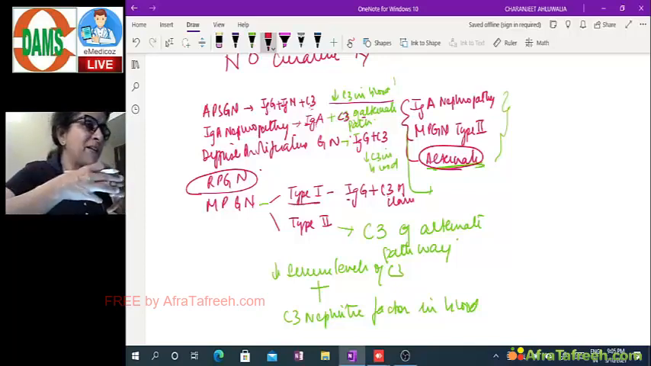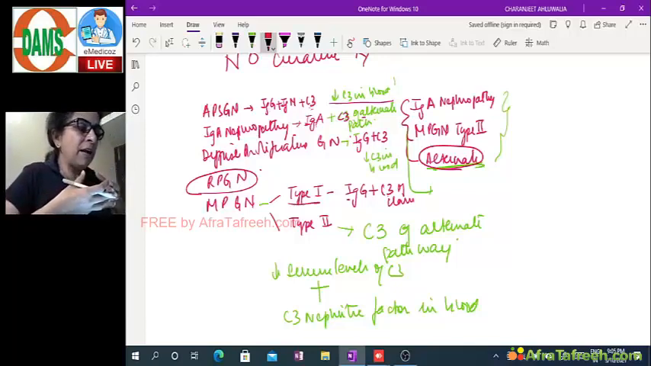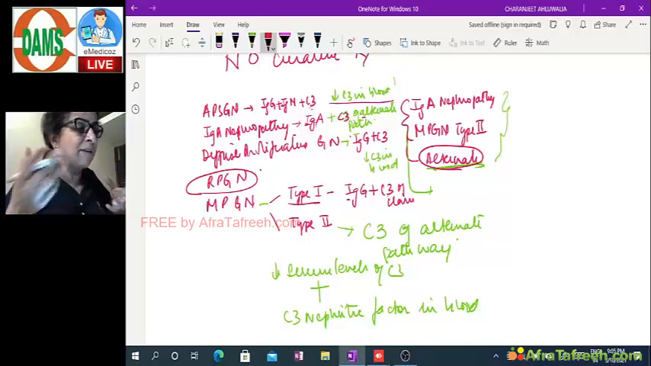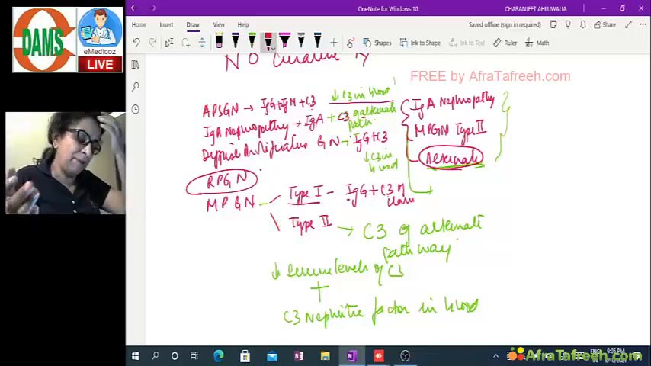If immune complexes are formed, antibodies are used up, complement is used up. So when complement is used up, serum levels of complement, blood levels of complement, will fall down.